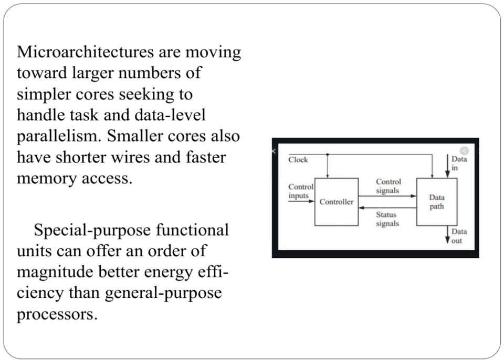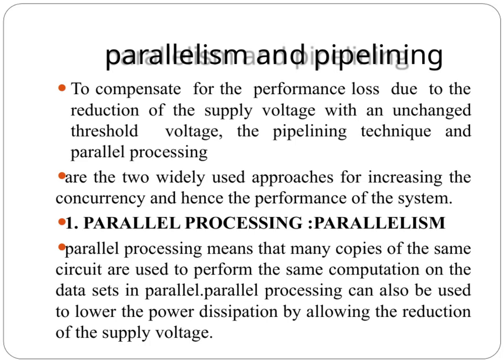To address the performance loss caused by lowering the supply voltage while keeping the threshold voltage unchanged, we rely on two key techniques: pipelining and parallel processing. Both methods aim to boost the system's concurrency, which directly enhances performance.